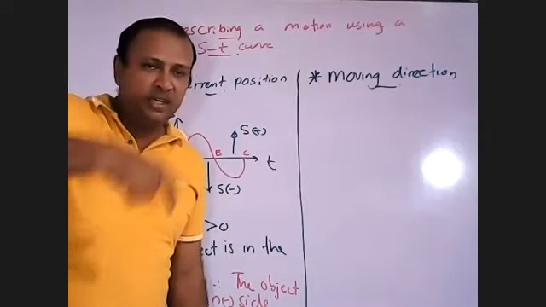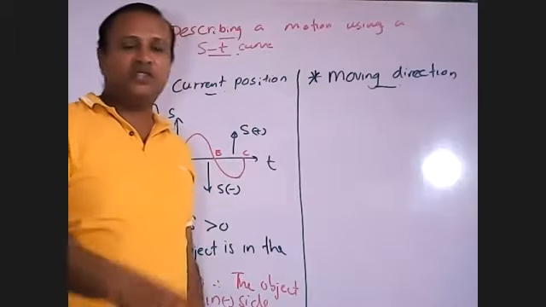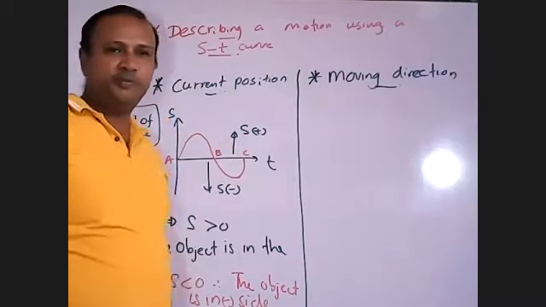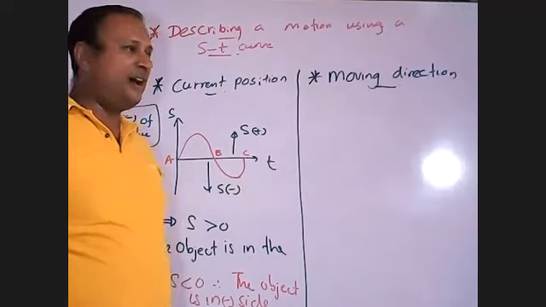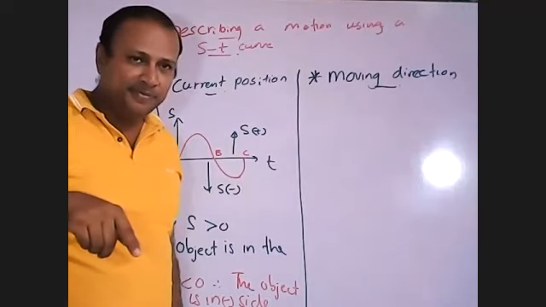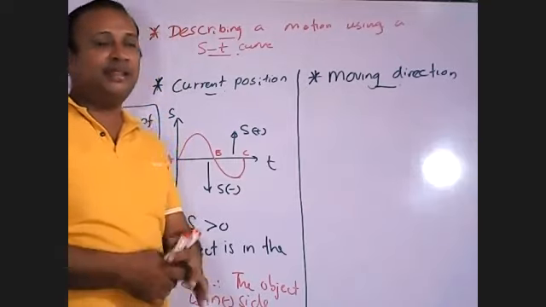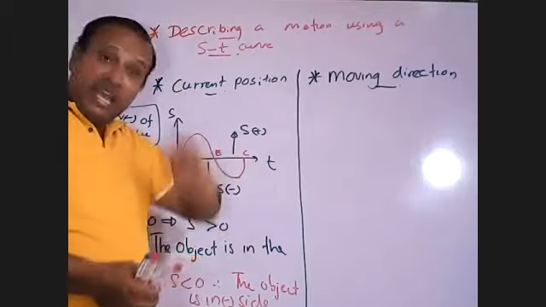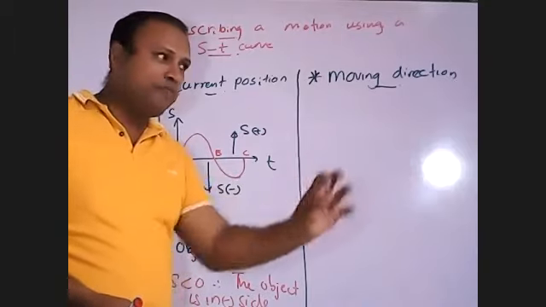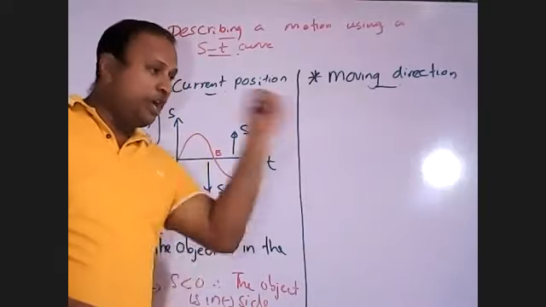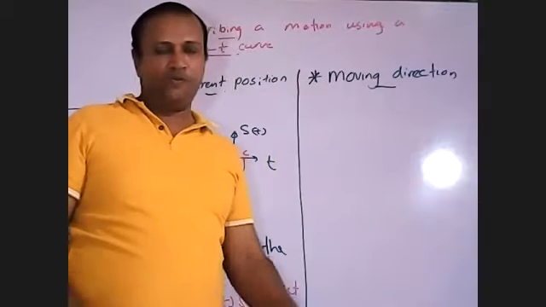Now you have to determine how to find the velocity using an ST curve. We have done this. How do we find the velocity using an ST curve? By its gradient. That means if the gradient is positive, the velocity is positive. If the gradient is negative, the velocity is negative.